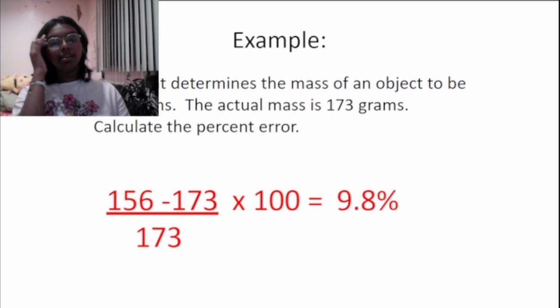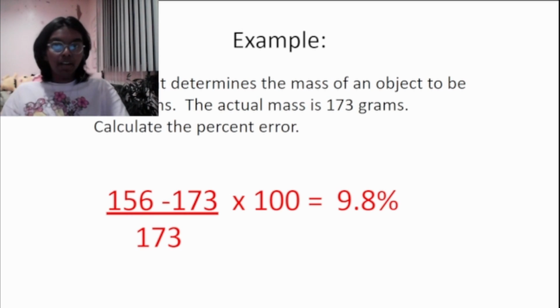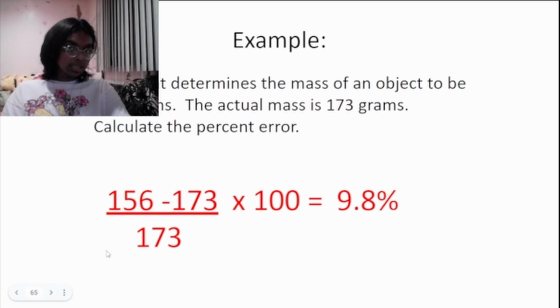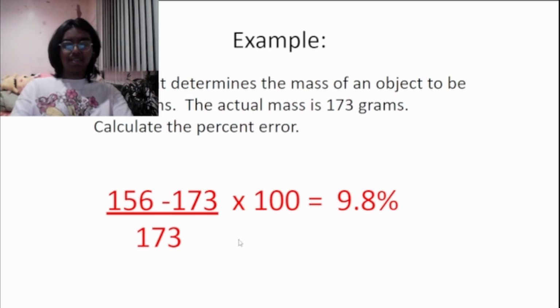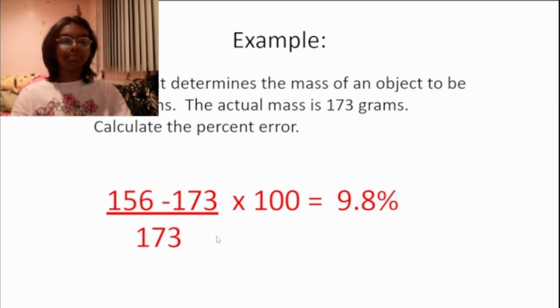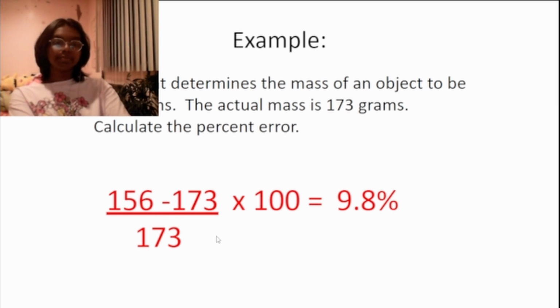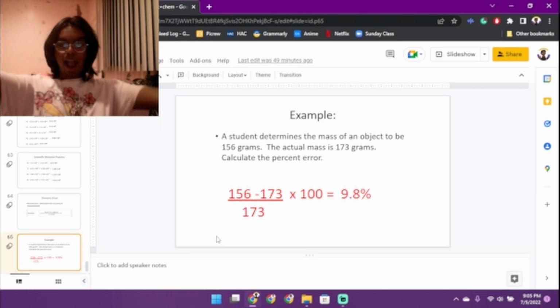Okay, percent error, 9.8. So the measured value is 156, and the actual one is 173. So you would do that, get the absolute value of that, divide it over 173, multiply by 100, equals 9.8. Also, you can just put this part directly into the calculator, and it'll give you the answer, especially if you have one of these handy dandy scientific calculators. That probably has a lot of germs on it. It's fine. And I think that's it.